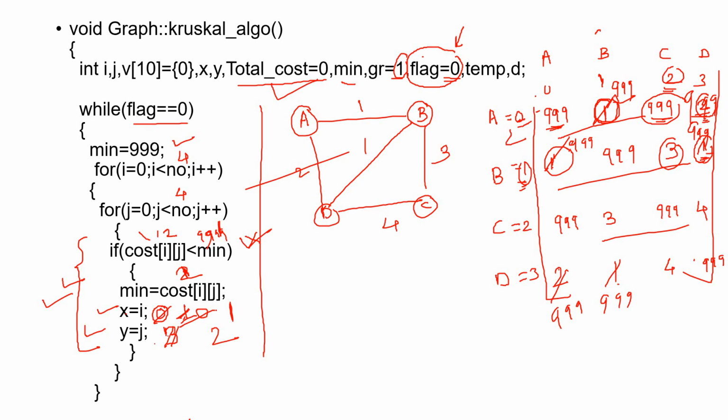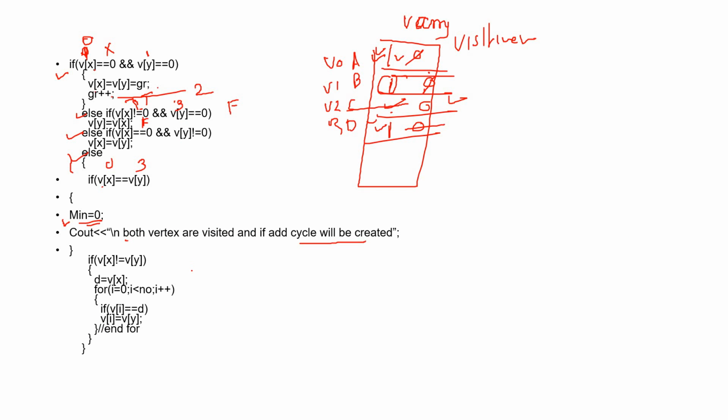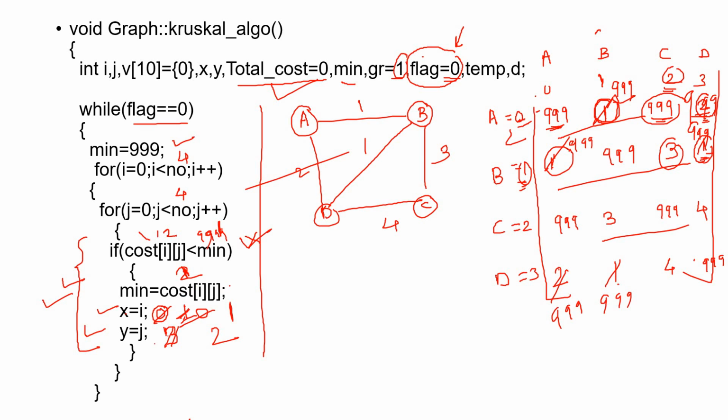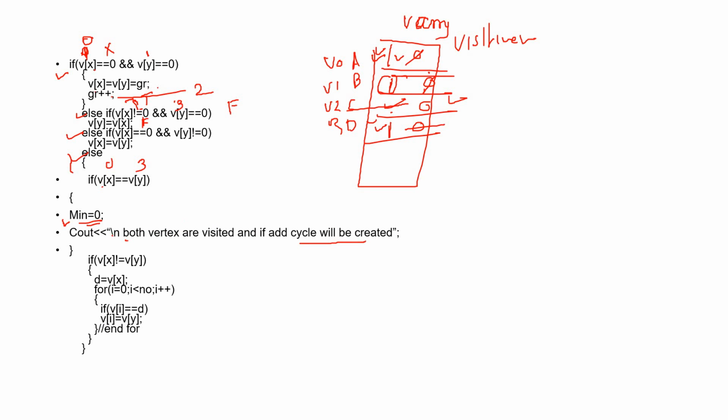Now let's start with this one. So it will check here. 1 to 2 and minimum cost is equal to how much? 3. Okay, cost is 3. So 1 to 2 is there. So it will start v of 1 is equal to 0? No, this is false. So this condition is false.